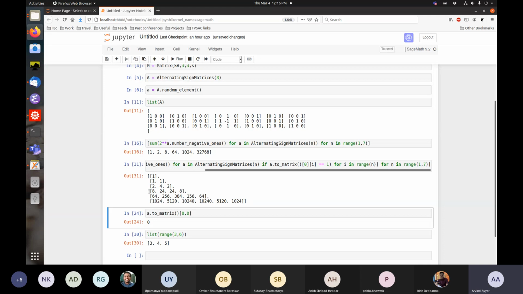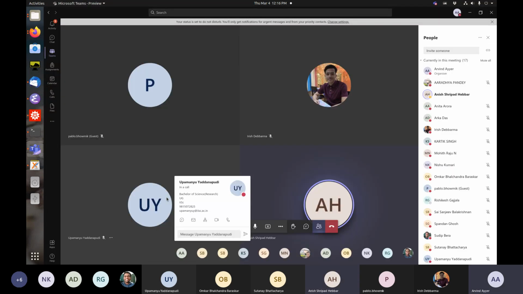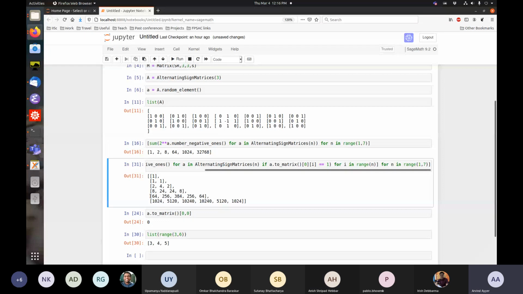So you see, each entry in this row is divisible by 8. If you divide by 8, you get 1 3 3 1. Oh, right, it's a binomial, is it? Yeah, it's exactly Pascal's triangle multiplied by a power of 2. Each entry here is divisible by 64, and if you divide by 64, you will get 1 4 6 4 1, and like that 1 5 10 10 5 1.